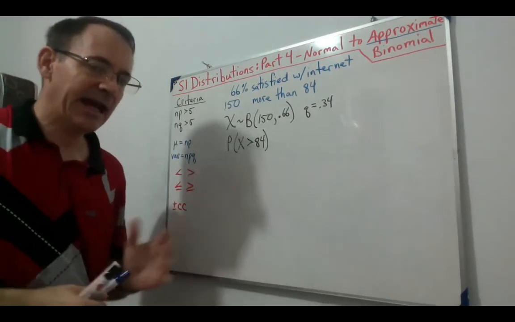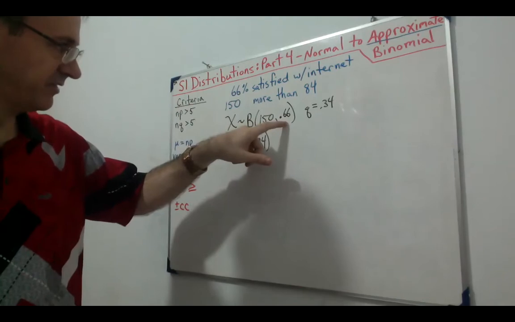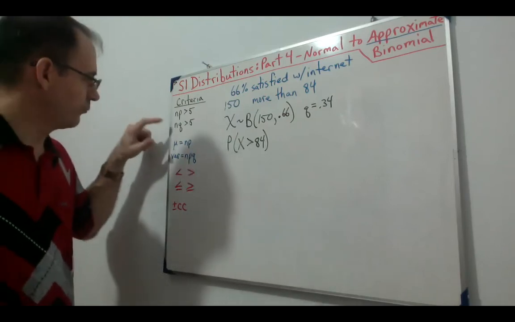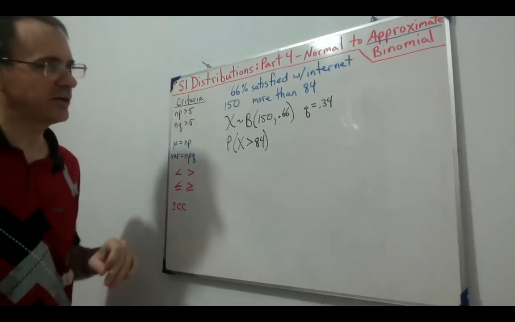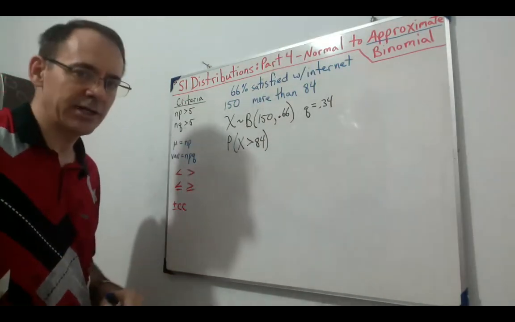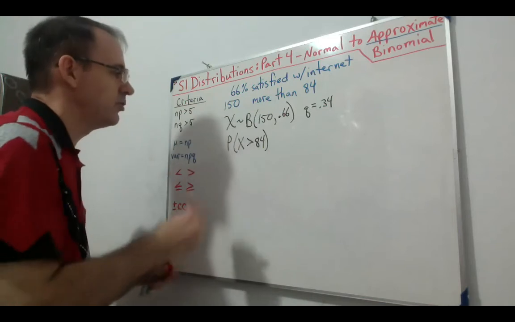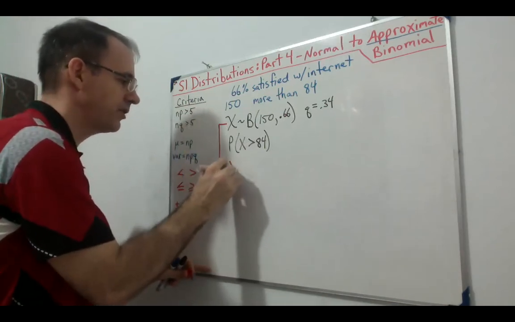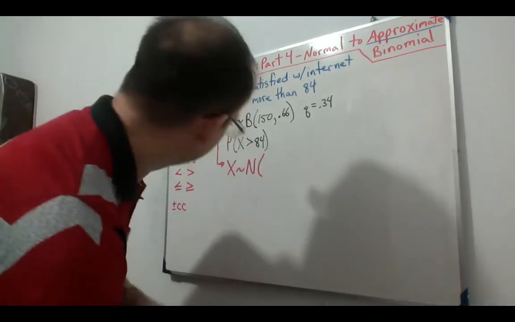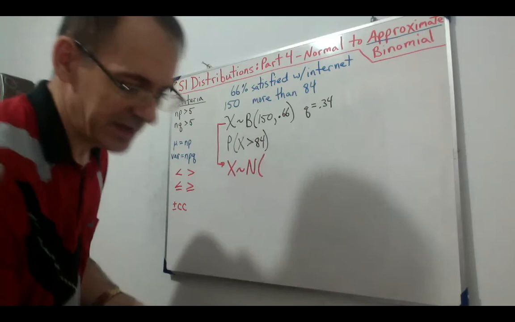Okay. So again, it didn't ask us to justify, but you can see that 150 times 0.66 would be greater than 5, and 150 times 0.34 would also be greater than 5. It does satisfy the criteria. We can use normal to approximate binomial. So the first thing that we want to do is convert our notation from binomial to normal. So our notation is now for normal, and to get the mean, we do NP. So 150 times 0.66 is 99.